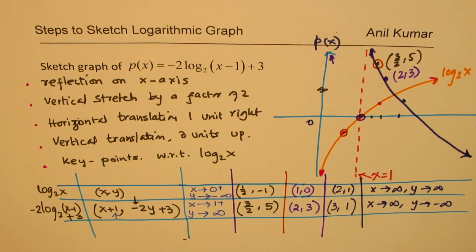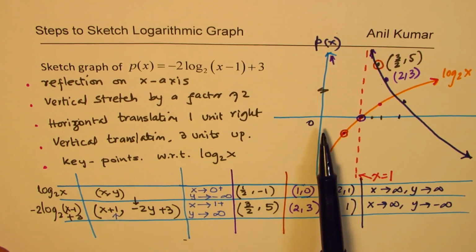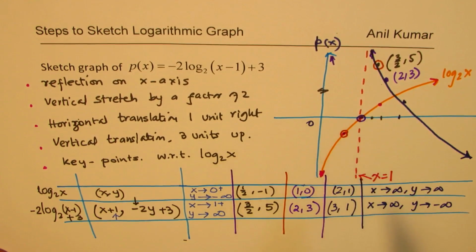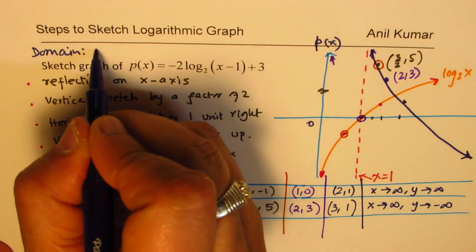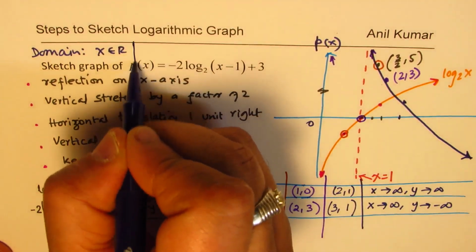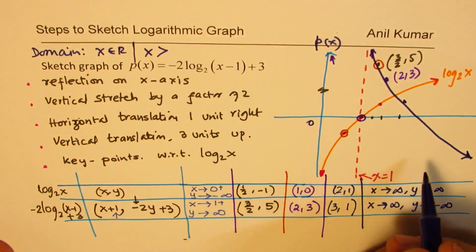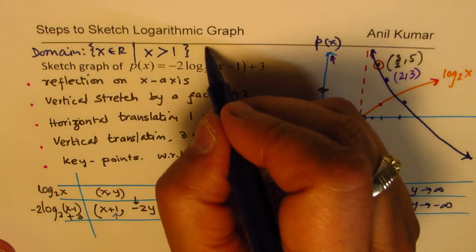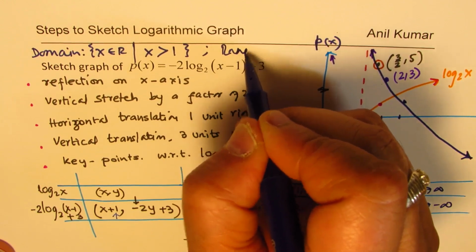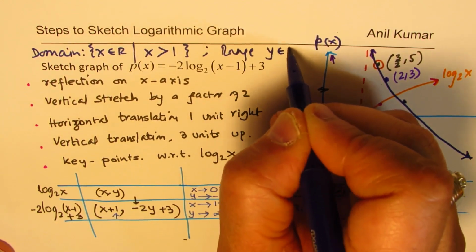Does it make sense? So the major change here is that the domain has changed. The domain of this function now is what? Domain is x belongs to real numbers where x is greater than 1. Well, range is all real numbers, right? y belongs to real numbers.